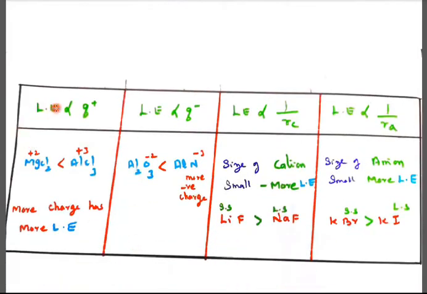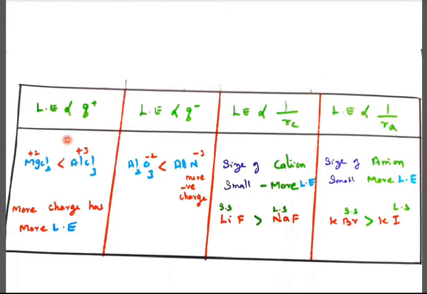Lattice energy is directly proportional to the charge of the cation. Lattice energy is directly proportional to the charge of the anion. Lattice energy is inversely proportional to the radius of the cation. Lattice energy is inversely proportional to the radius of the anion.